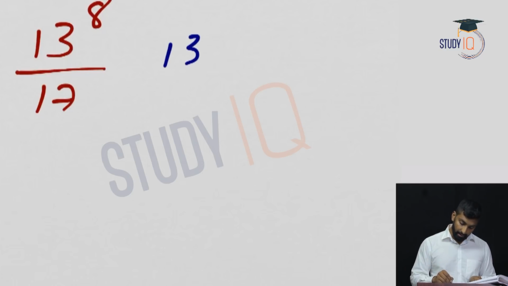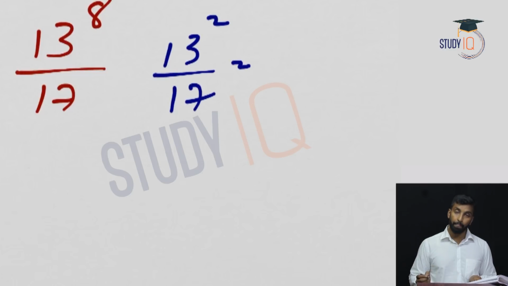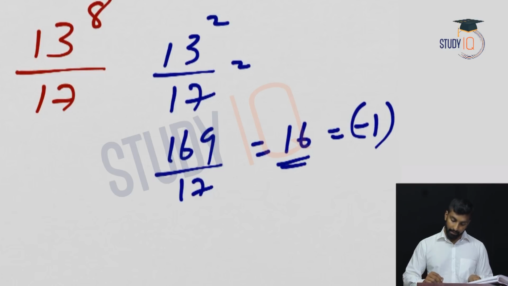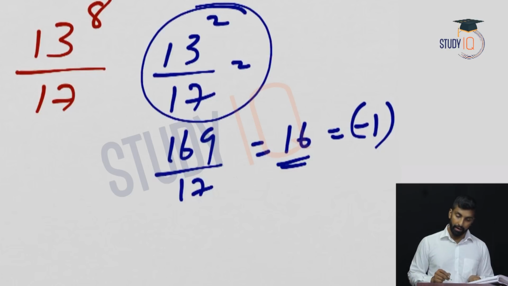So if you see here, some understanding is required in these numbers, right? 13 square by 17, what is the remainder? 13 square is 169, right? 169 by 17, you will get 16 as a remainder. Or I can write it as minus 1, right? 16 is nothing but 17 minus 1, right? So I got minus 1 remainder here when 13 square is divided by 17.